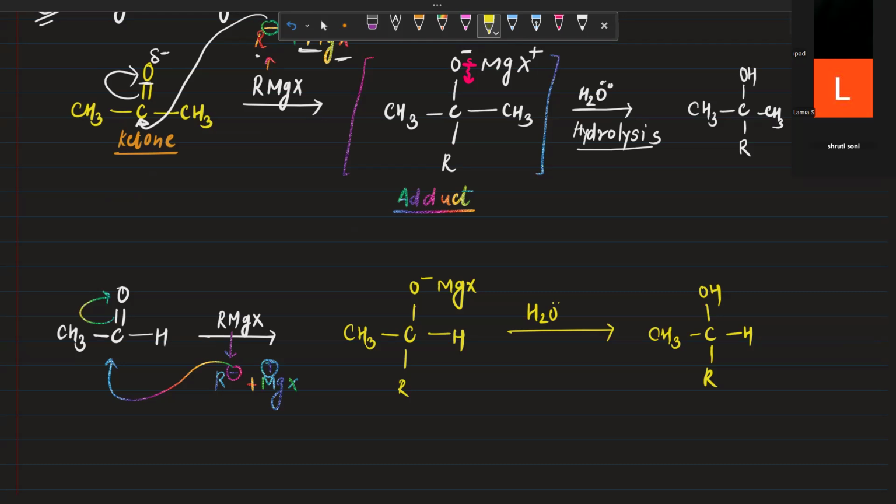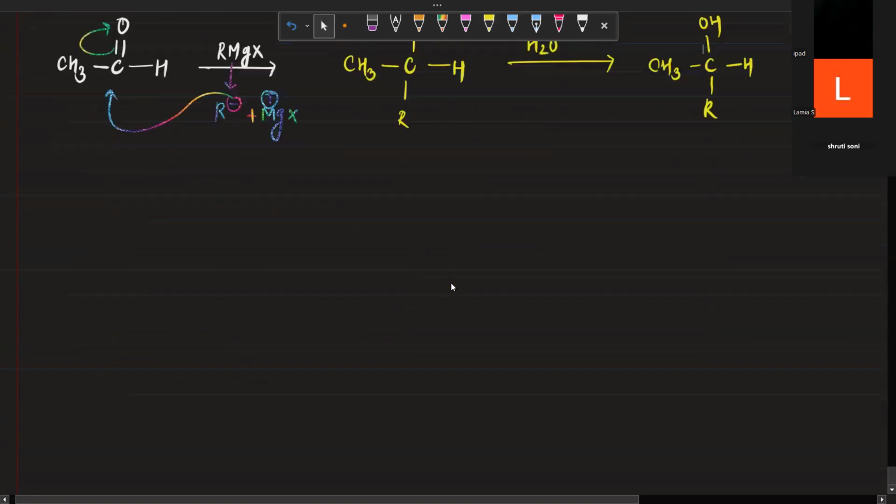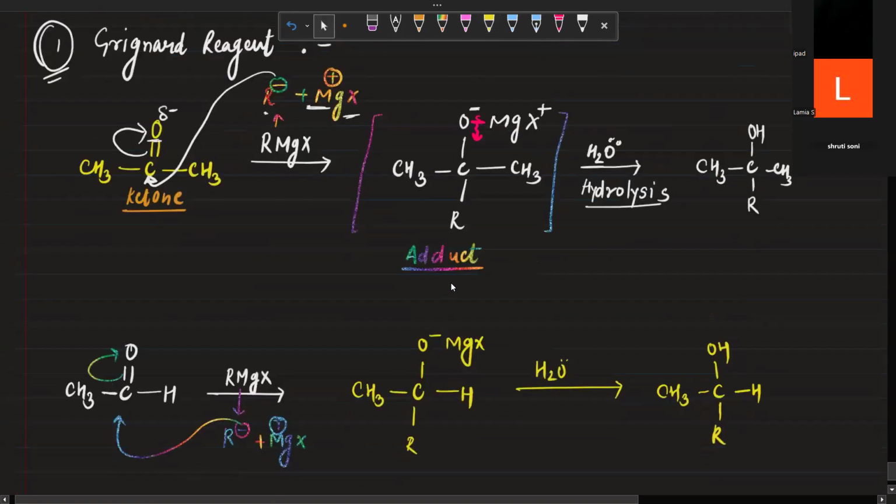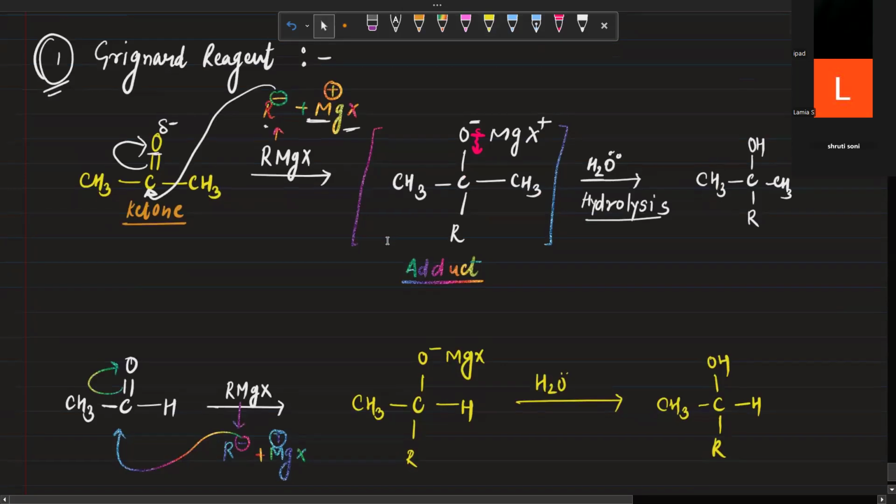The only difference is the hydrogen at the end, right? The hydrolysis isn't affected. If there is an OH instead of hydrogen, then that will affect. In this case, the water gives the hydrogen. That will be a little bit different. Okay, so we can go with only these two, aldehyde and ketone.